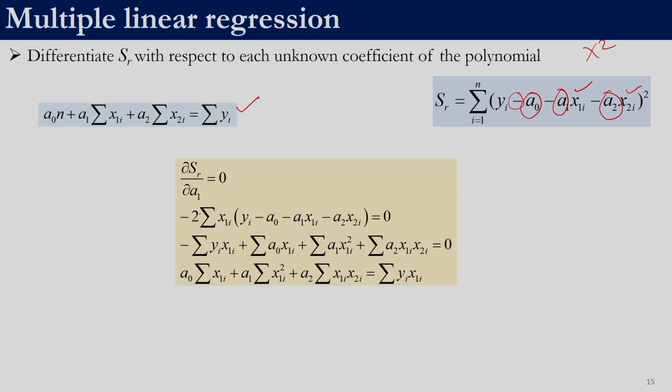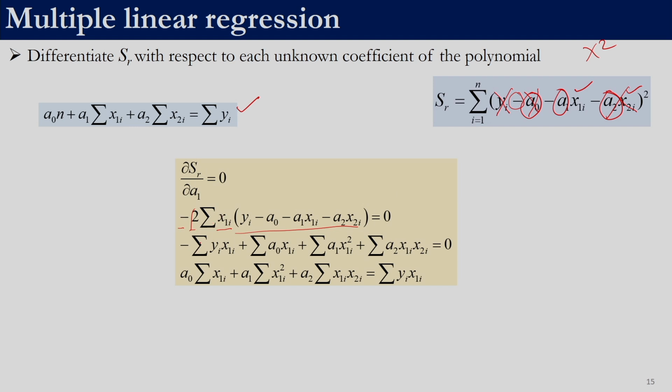In this case again 2 times this value. This 2 should be evident, and then we need to differentiate. Differentiation of yi will be 0, differentiation with respect to a naught would be 0, differentiation with a2 will be 0. Differentiation with respect to a1 will give us the coefficient minus x1 i. That is why we have this x1 i and this minus over here. Similarly, 2 can be eliminated because the right hand side is 0, and then we expand this.